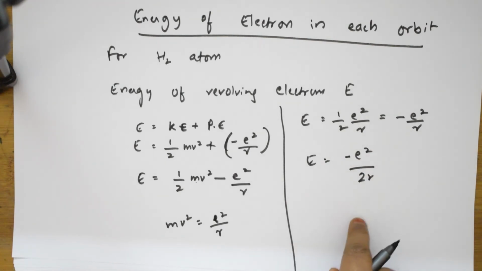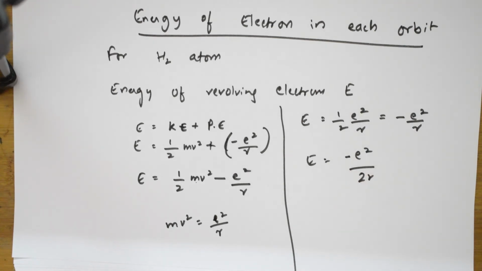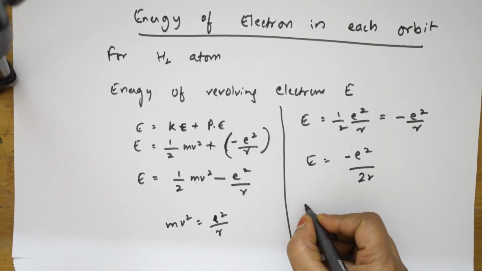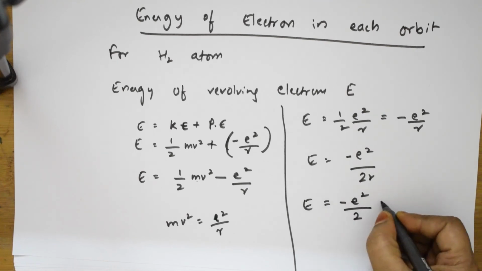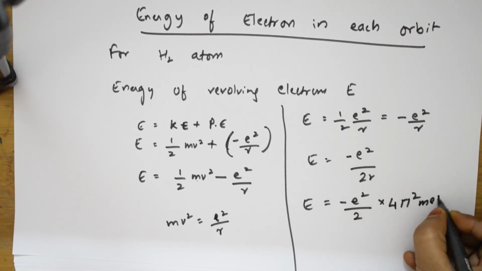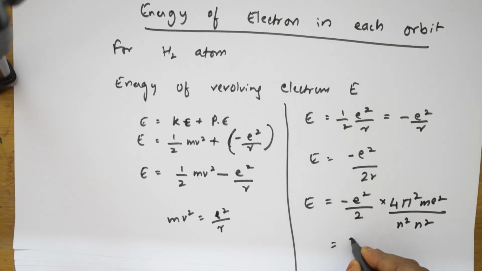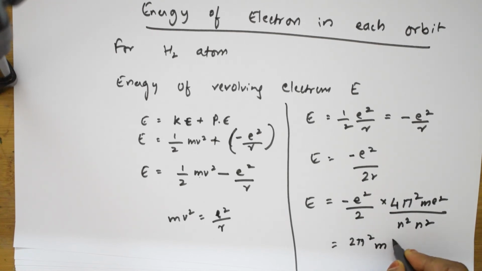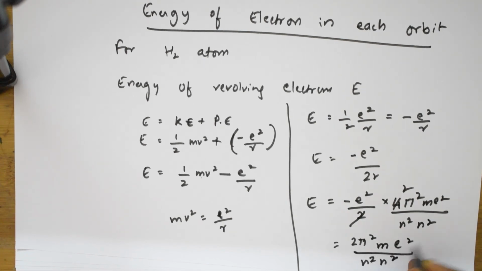Yes, fine. So now we're going to substitute the value of r from the equation. Now we have the value of r already got in the earlier video, isn't it? So that value of r I'm going to substitute. E is equal to minus e squared by 2 into 4 pi square m e square by n square h square. This becomes equal to 2 pi square m e, 2 and 2 get cancelled. So 2 pi square m e divided by n square h square.